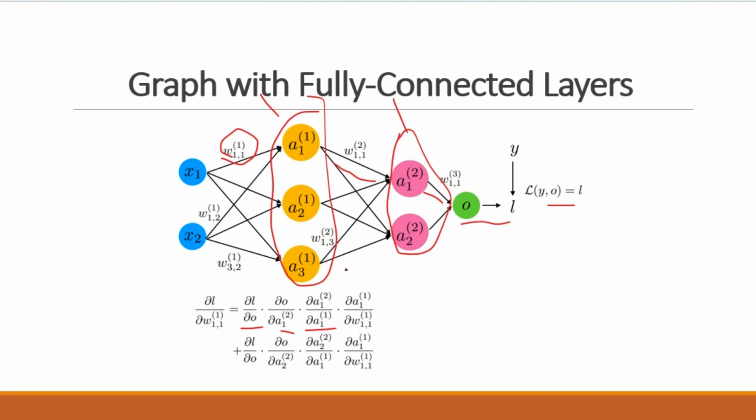However, note that there is a second part, right? It's again the same as this one, but we now also have the second path. So we go from the output across the second path to the same weight, but now taking another path, starting with the loss with respect to the output, then the output with respect to the second activation, and then this second activation with respect to the first activation, and then towards W11. So in that case, you can actually see that things become quite complicated if we have a multi-layer network.